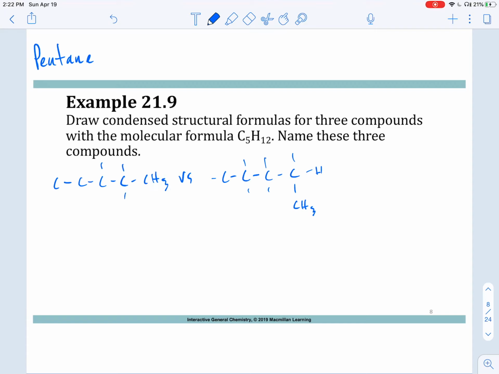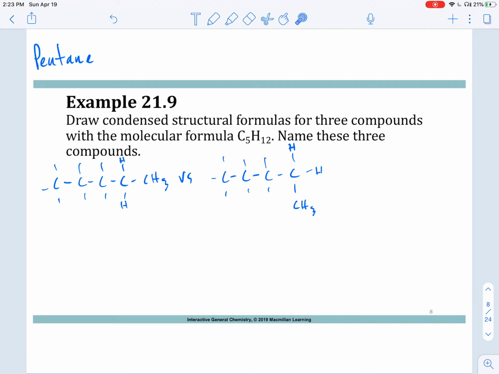See, that's a CH3 on the end there. Those are all hydrogens. Is that a different compound or not? It's not, because this carbon is an HHCH3. This carbon is an HHCH3. All we did there was just spin this downward.